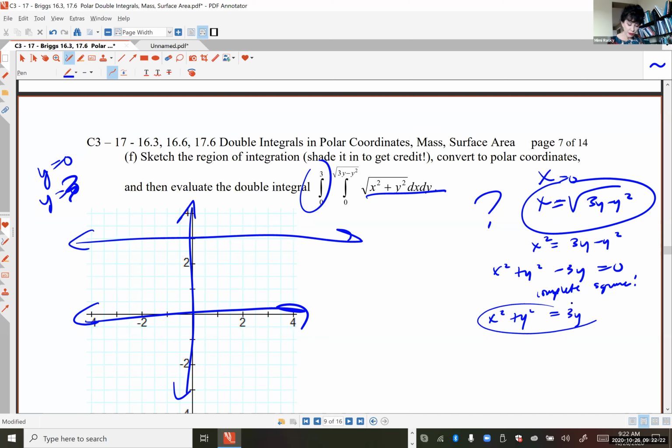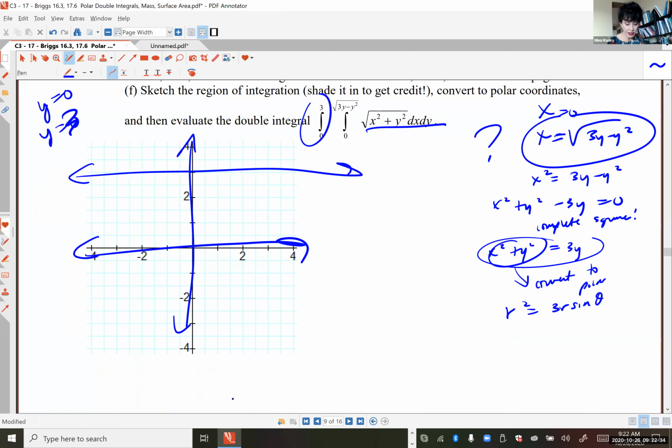If I convert this to polar right now, I can go, okay, r squared is equal to 3r sine theta, and I'm going to do something that I'm not really supposed to do mathematically because I could be in jeopardy of dividing by 0, which is a no-no. But let's assume that r isn't equal to 0, and I get r equals 3 sine theta.